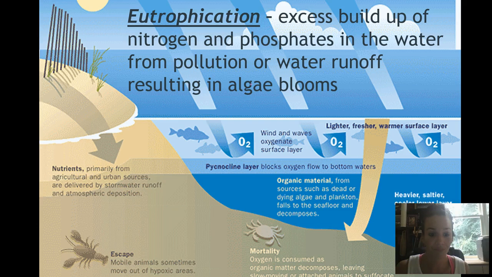And finally is eutrophication. This is something that you should be really familiar with because there's a lot of algae blooms and everything going on right now. So it's creating issues in the water. Eutrophication is the excess buildup of nitrogen and phosphates in the water from pollution or water runoff. What that does is it creates an algae bloom to where the water is no longer available for the fish. If you get all this algae on the surface, it blocks the oxygen, and then the fish aren't getting the oxygen, and then they die. And then, of course, it creates a horrible smell. So eutrophication is a huge, huge problem, and we will talk about this further as well because it is so prevalent right now.